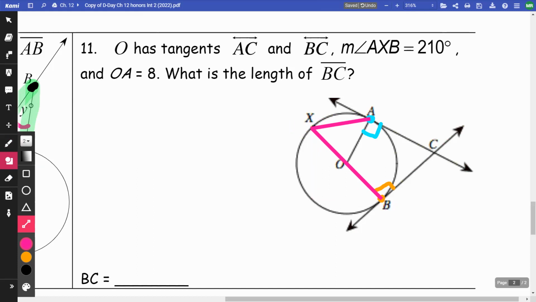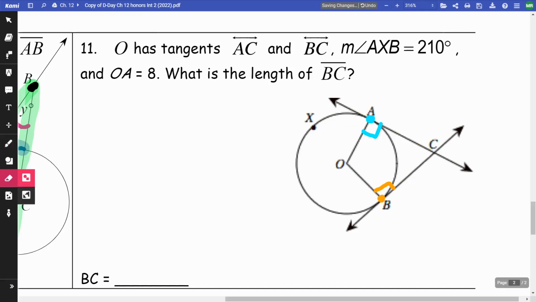So what's happening is if that angle is 210 degrees, okay, I think that might have been, let's see, AXB is 210 degrees. I think they wanted that not to be an angle because that's going to make that angle way too big. I think they wanted it to be an arc. So this should be measure of arc AXB.